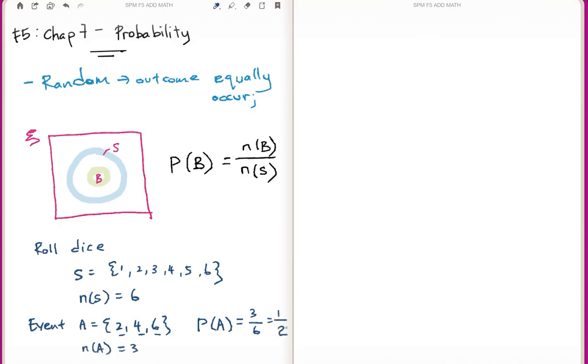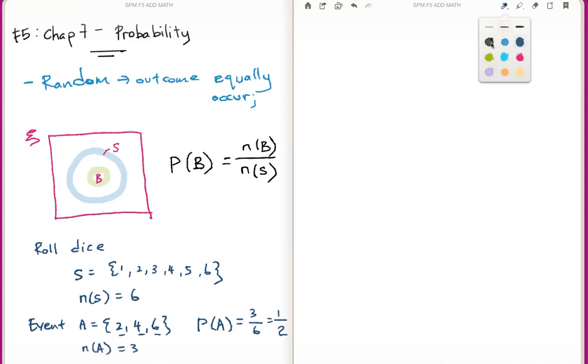Okay, it's quite straightforward. It's very similar to your modern maths. In SPM, there's modern mathematics and additional maths. So this chapter is actually the same, with some new terms, of course.